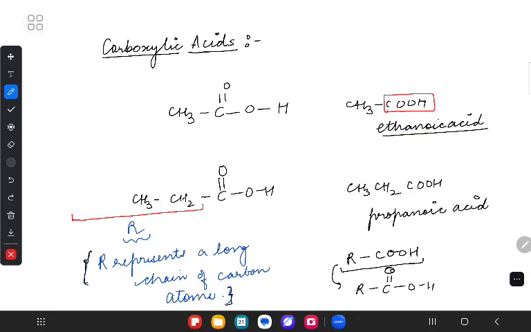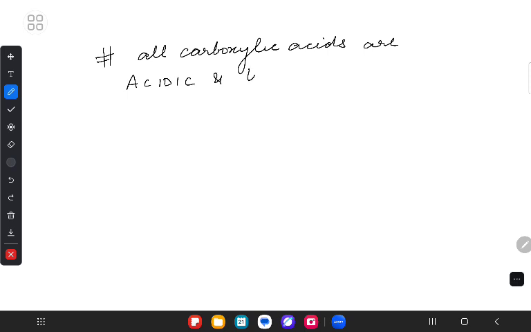Are we understanding? So it structurally looks something like that. How does it work for you? See, understand. So if I say that all carboxylic acids are acidic and turn blue litmus red, yes or no? So it turns blue litmus red. When we say that it turns blue litmus red, what does that mean?